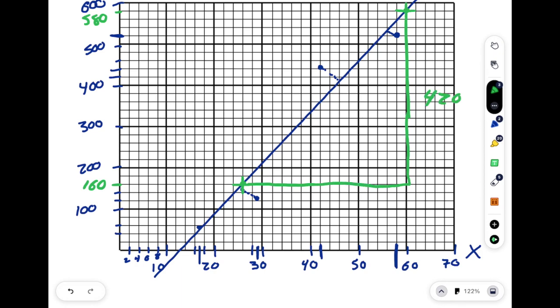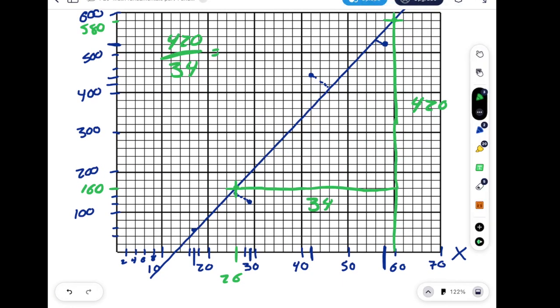420. And looking at my run, this point was 26. And this point was right on 60. So that becomes 34. So my rise, 420 over 34, throw that in the calculator, is about 12.4, and that would be my slope.